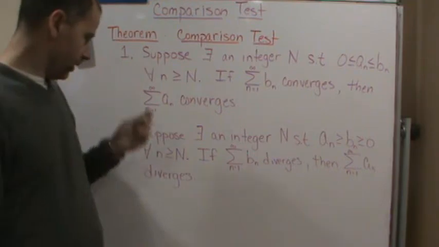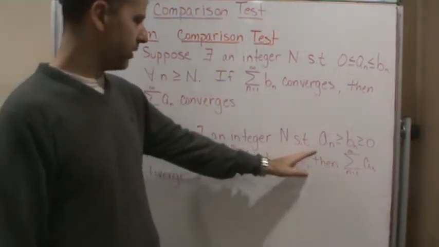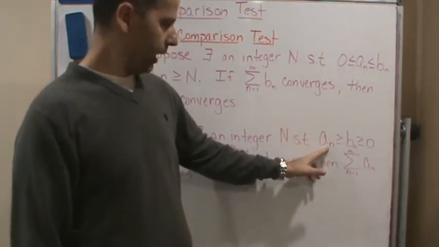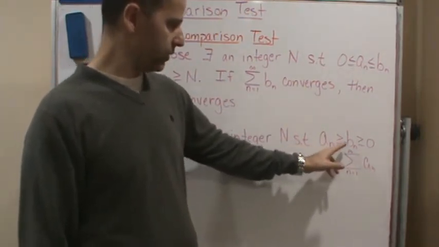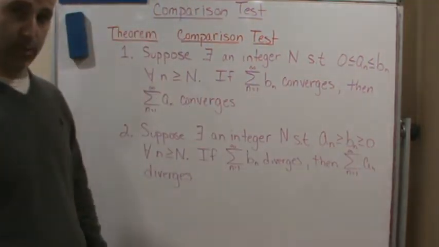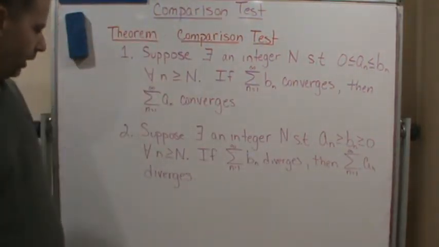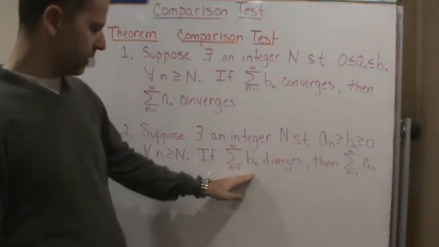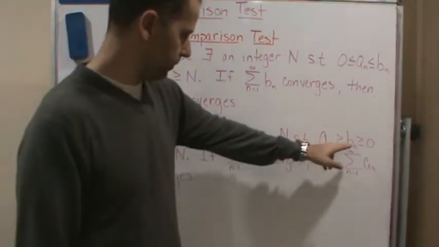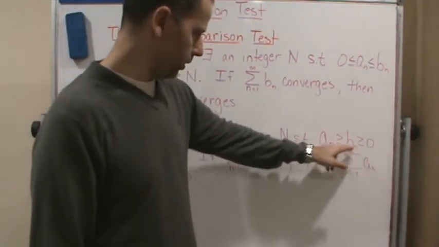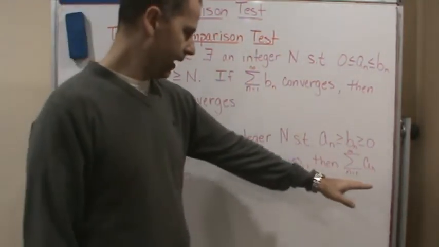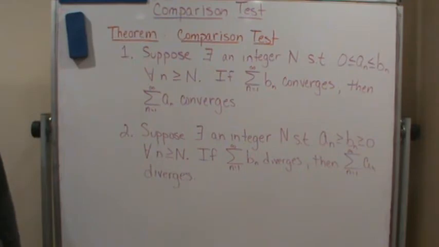Theorem 2 says suppose there exists an integer N such that this relationship is always true, that the nth term of a sub n is bigger than or equal to the nth term of b sub n for all n greater than or equal to N. Then if the series of b sub n diverges, well, since it's smaller, right? It's always smaller than that. If that series diverges, then that would cause the other series of a sub n to also diverge.